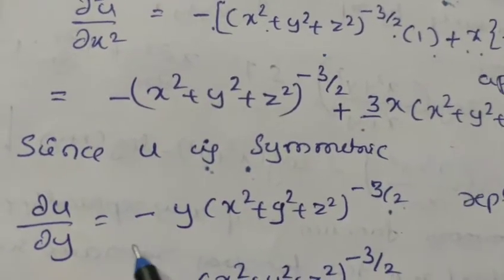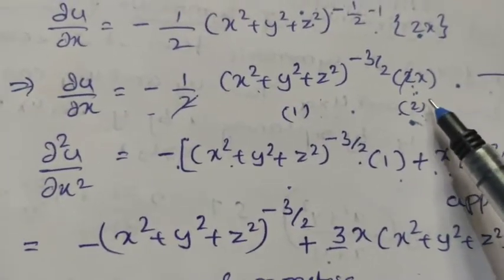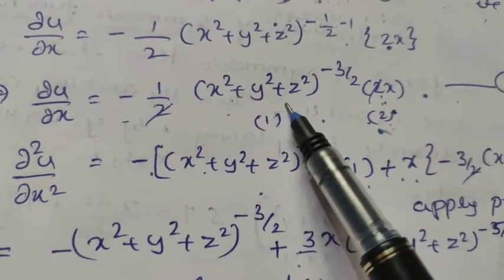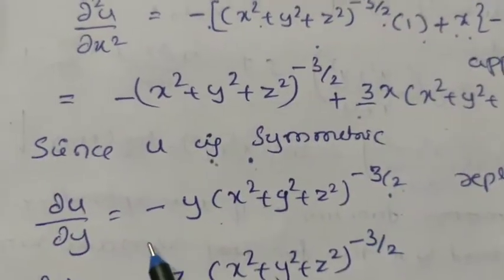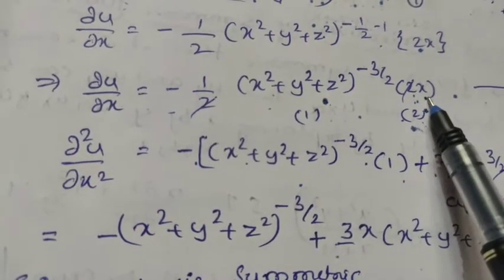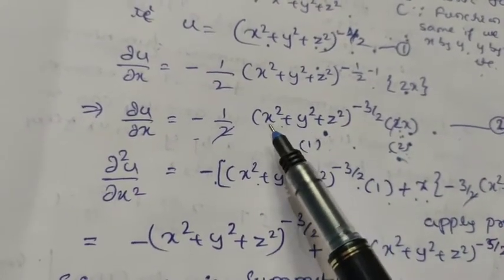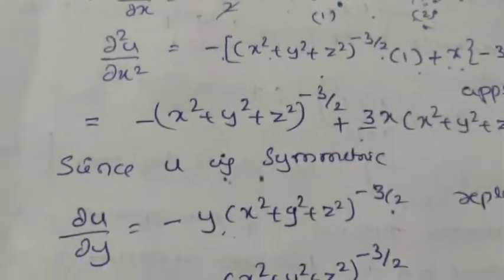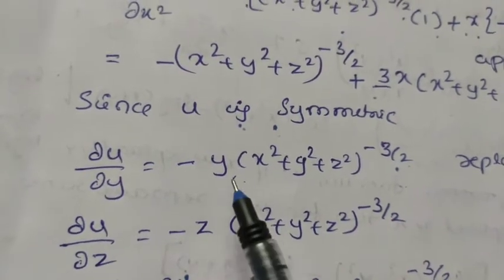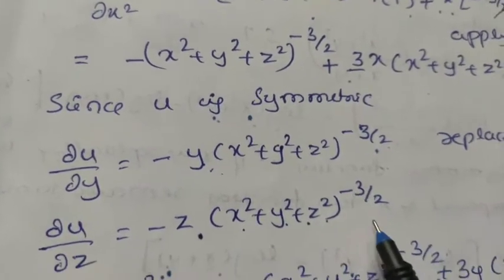So ∂u/∂y is equal to... here in equation 2 we know the value of ∂u/∂x. You just replace x, y, z in a cyclic order, and you will get ∂u/∂y. So that is ∂u/∂y equals this: y becomes this, x becomes y. So y into (x² + y² + z²), you will get here y² + z² + x². It is the same as (x² + y² + z²) only, whole raised to minus 3/2. Similarly, ∂u/∂z, here you just replace y by z, you will get minus z into (x² + y² + z²) raised to minus 3/2.